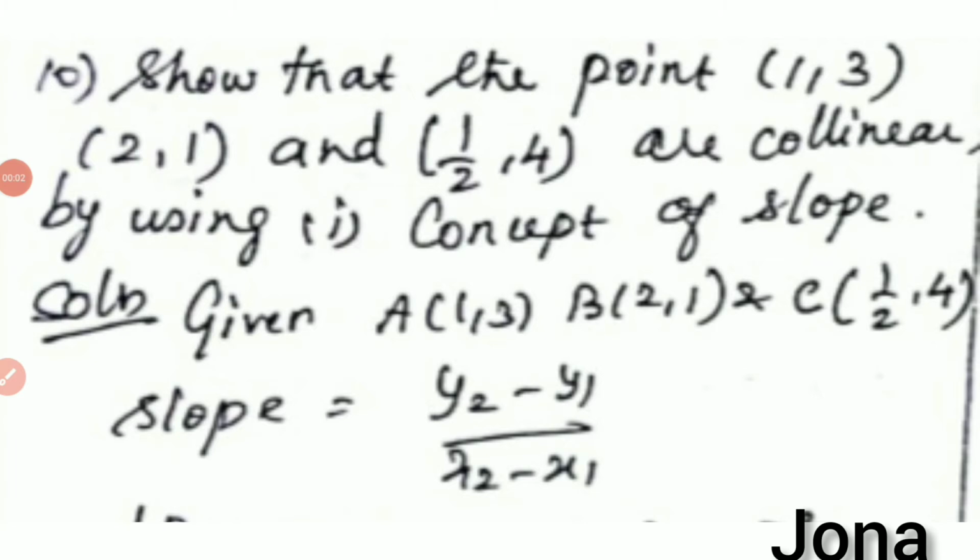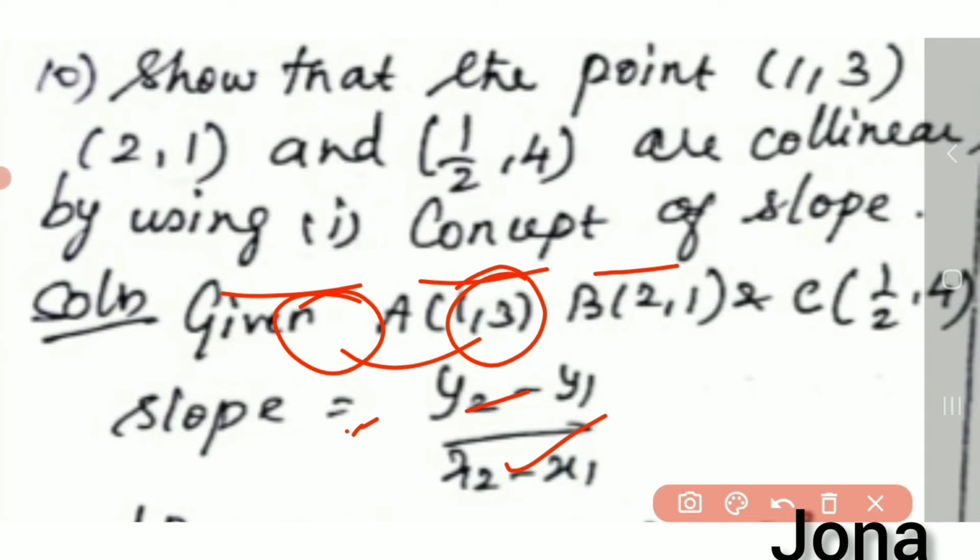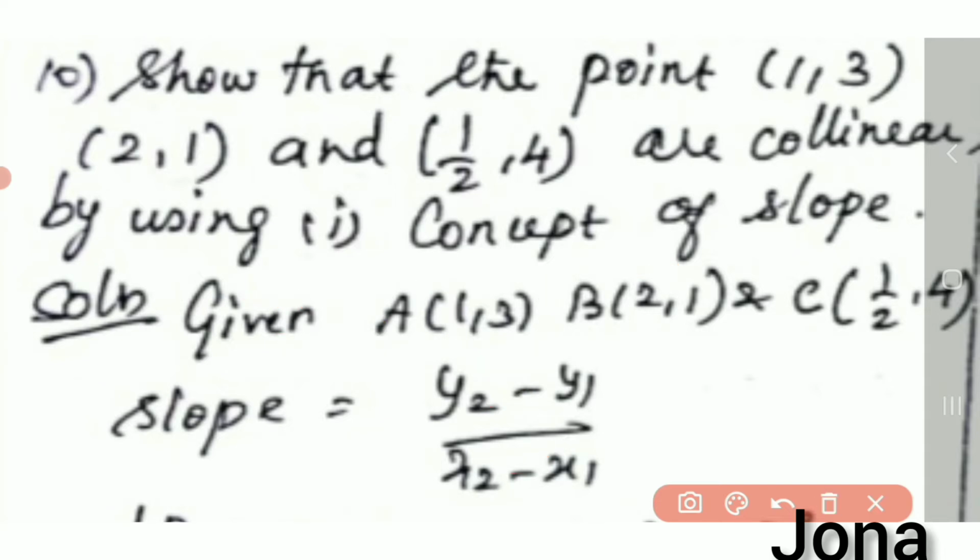10th sum. Show that the points 1, 3, 2, 1 and 1 by 2, 4 are collinear by using concept of slope. Here 3 points are given, A of 1, 3 and B of 2, 1 and C of 1 by 2, 4. Here by the concept of slope we are going to find whether the points are collinear.